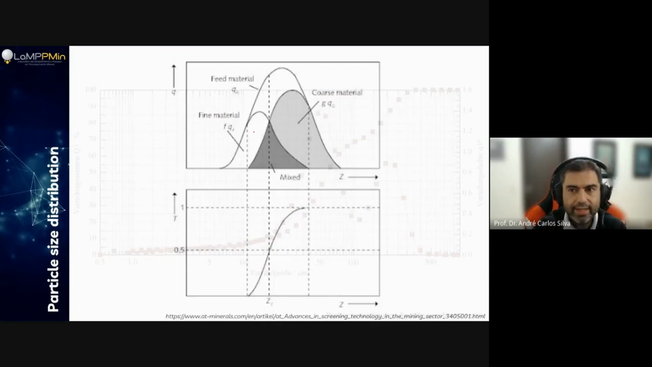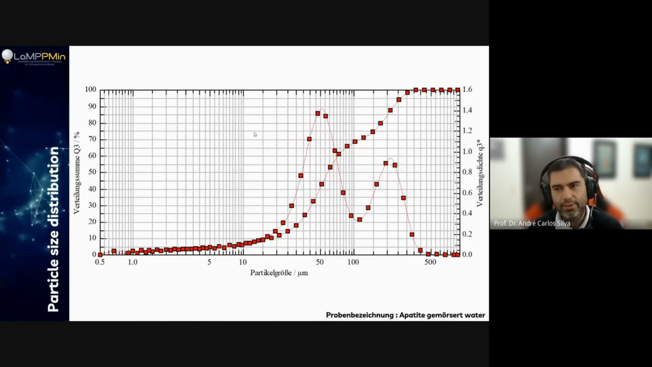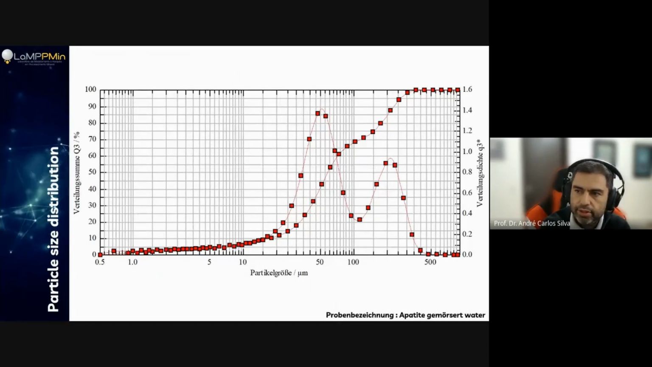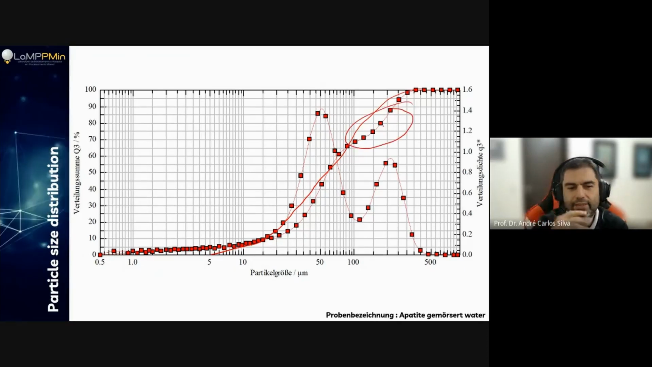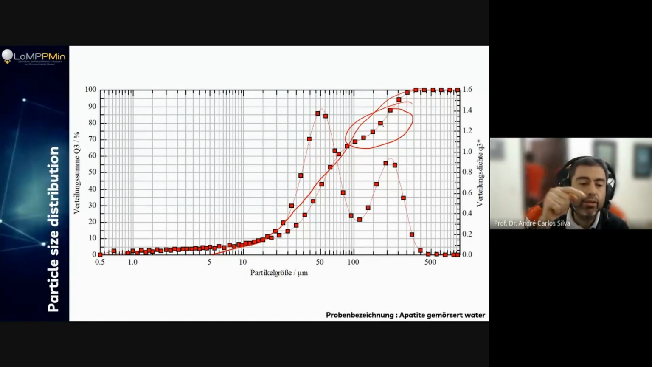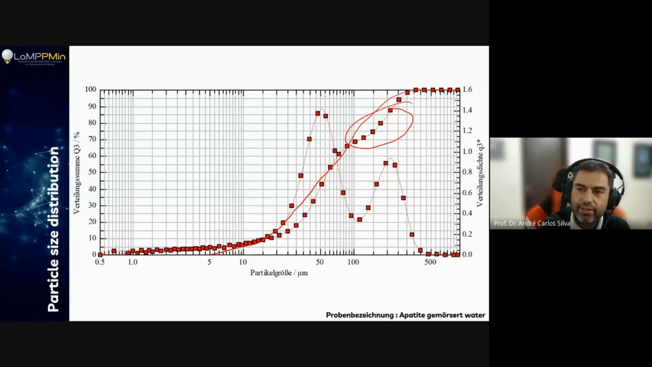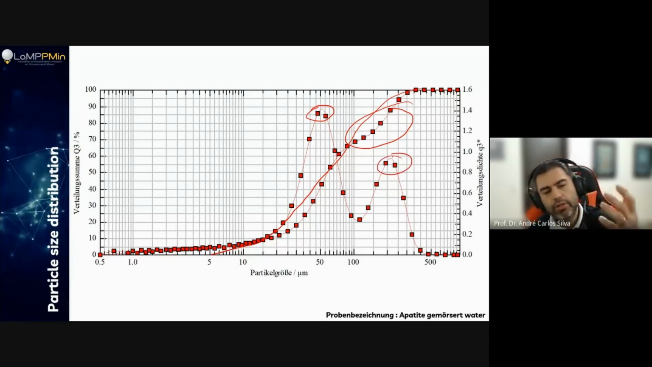So now let's take a look at this more complicated situation, okay? If you take a look at the particle size distribution, the S curve is this one. And there is something strange in here. When I saw that, I said, there's something strange over there. So let's take a look at the histogram. And then you have this peak over here, and you have this peak over here. What do you conclude about this? You have two particle size distributions, okay?